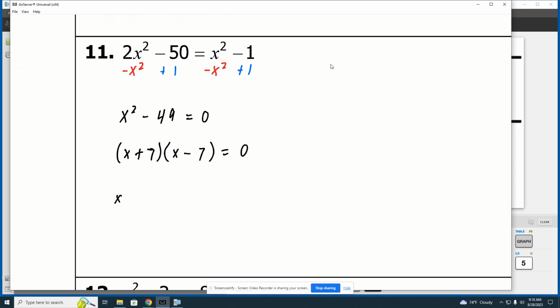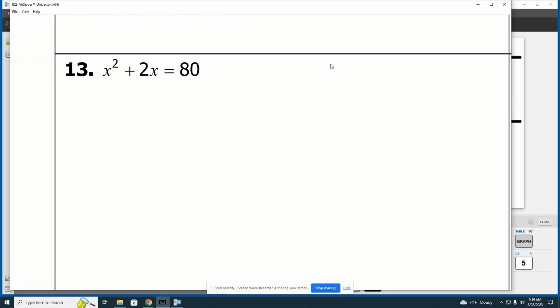So, if I take those, set them equal to 0, and solve, on that first one I'm going to subtract 7, so x will equal negative 7. And on that second one, I'm going to add 7, so x equals positive 7. What do y'all think? Not bad? We good? Let's keep moving.